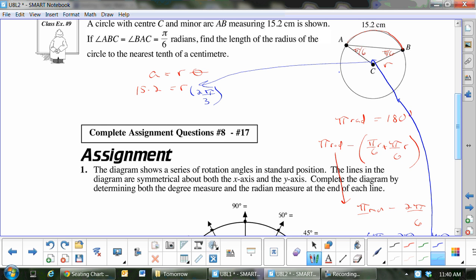Now, all you have to do is divide both sides by 2 pi over 3 radians, because they gave us this thing, nearest tenth. As soon as you see nearest tenth, it's like, awesome, use my calculator. And again, where are you going to see this? This is a good numerical response on my exam as well as the diploma.